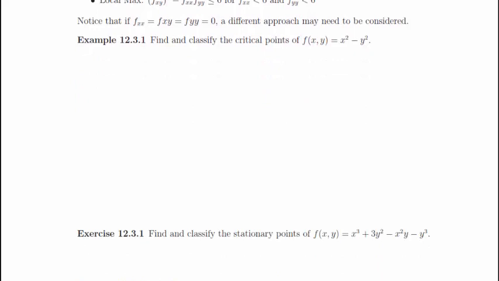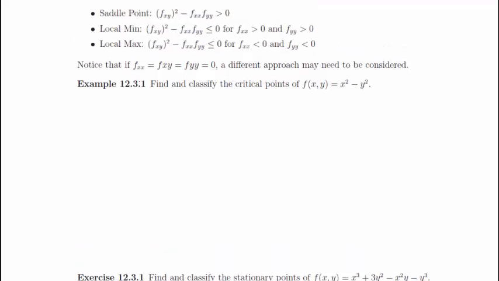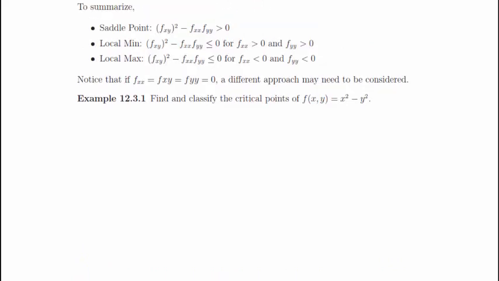So let's look at this following example. We want to find and classify the critical points of f of x comma y equals x squared minus y squared. And really, the whole argument I just gave for proving that we can classify our critical points in this way isn't as important, for our practice now, as just being able to use these formulas. So let's not get too caught up in all of the details that we just went through and really try and focus in on understanding these formulas well enough to put them to practice.